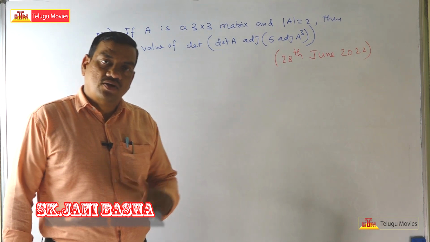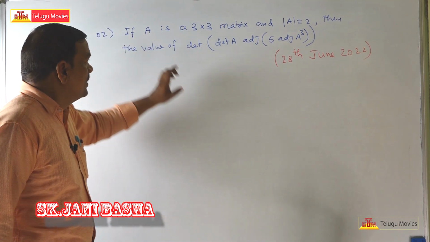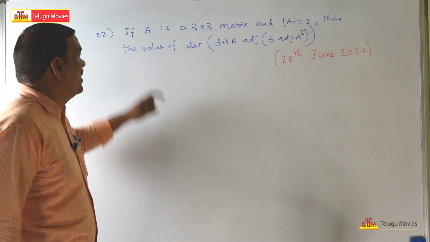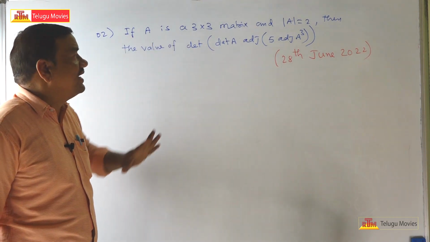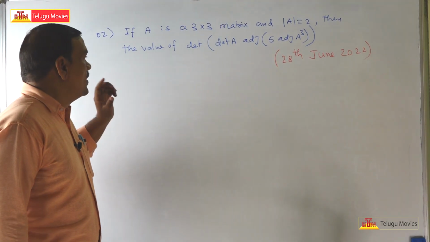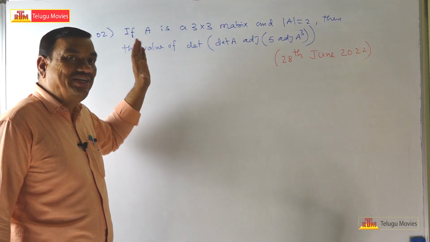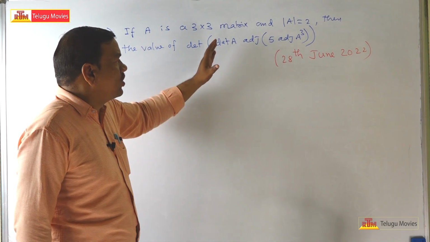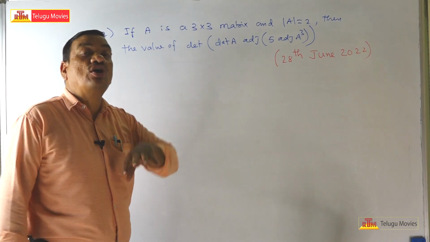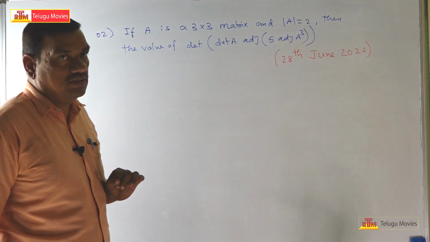Dear students, welcome to the second problem. The second problem is from the chapter matrices. If A is a 3 by 3 matrix and determinant of A is equal to 2, then what is the value of determinant of A times adjoint of 5 times adjoint of A cube?